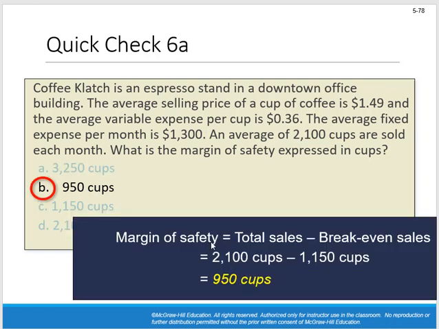So our margin of safety, we take our total sales, so this time in units, 2,100 cups, versus our break-even sales. Hopefully you remembered that from a previous problem that we already worked. 2,100 cups minus 1,100 cups of break-even sales equals 950 cups. Now, if you didn't remember the break-even, you had a little bit of math to do there. So we get 950 cups. Could we also express that in dollars? Sure, we could take 950 cups times $1.49, and then we'd have our margin of safety in sales dollars.